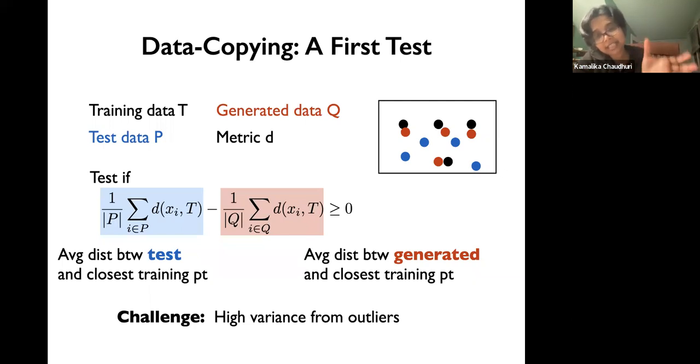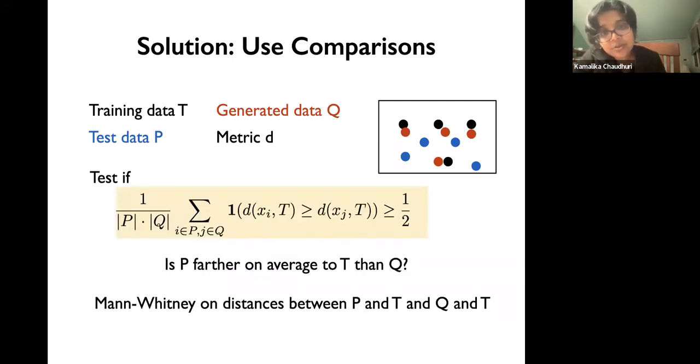So you can look at the variance. You can see if this difference is more than 3 sigma, and then do the usual statistical test kind of things, right? But the problem with this particular test is that you'll get very high variance from the outliers. Okay. So how can we solve this? The solution to this is, instead of looking at absolute distances, what you could do is look at comparisons instead, right? So what you could do instead is compare the following.